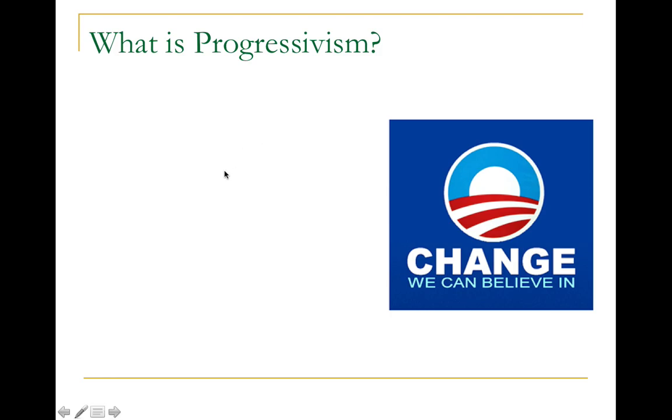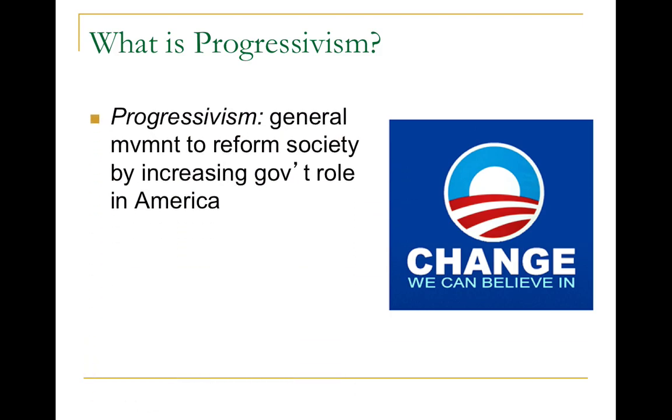So what is progressivism? Progressivism in my class is a general movement, a movement amongst the people and of course politicians, to reform, there's a big word there, or change society. Now, to reform or change society, you could have it coming from the people through their actions, but what I'll be focusing on is how their goal was to increase the government's role. What should the government do for the people is going to be what I'll be focusing on in progressivism.